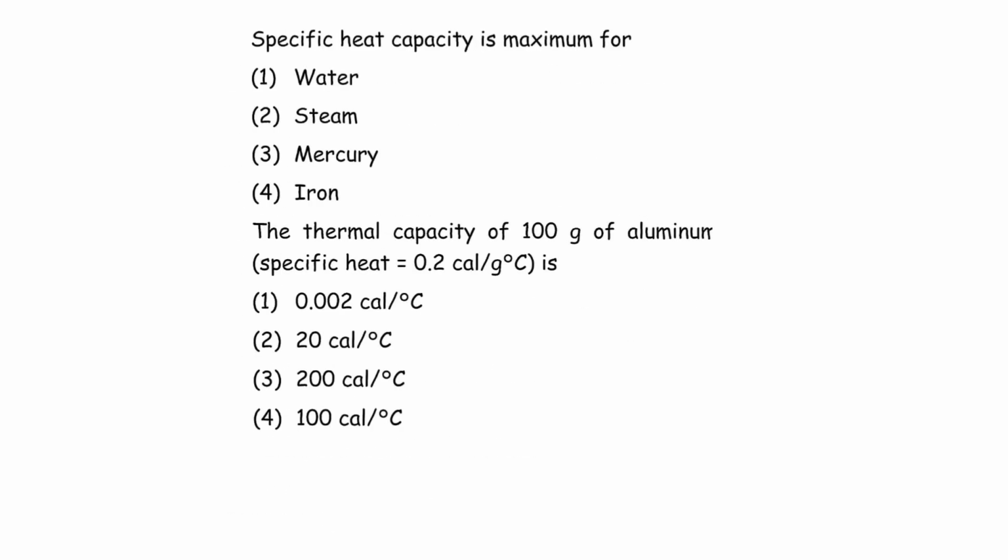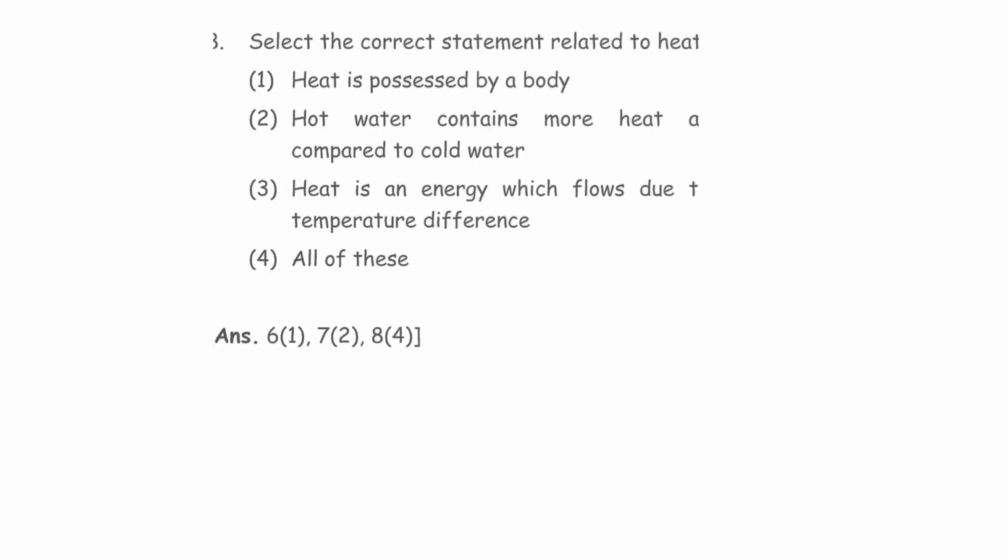You observe here, and another question. Specific heat capacity is maximum for which substance? Water. We already discussed. And the thermal capacity of 100 gram of aluminum, and the specific heat is given. Just multiply. We already know the relation. Heat capacity is equal to 100 into 0.2. We get the answer 20 calorie per degree Celsius. That is the answer for this question.